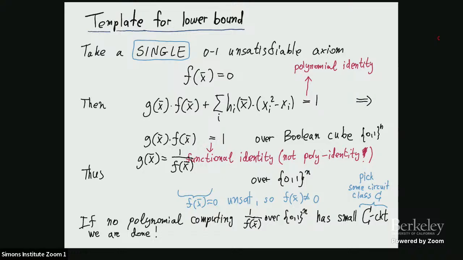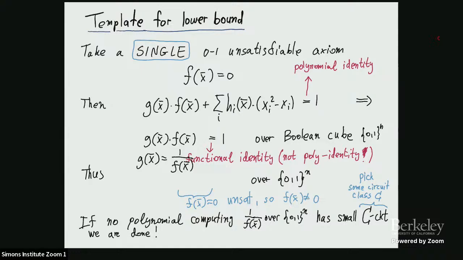This is a polynomial identity with 1, right? So all the coefficients are cancelled except the constant. So let's assume I have this one, and I have a single unsatisfiable axiom. This is unsatisfiable over 0, 1. And then I do the following. I know that G times F equals 1 over the Boolean cube.